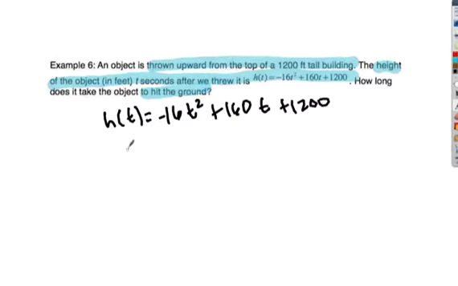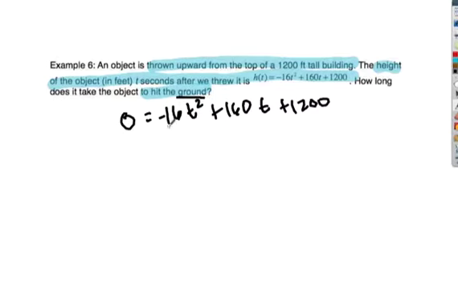So this is the height off the ground. Now if it tells us that we're hitting the ground, then that means that if we were at the ground, our height would be 0. So at this point, we can solve this problem by factoring because it's set equal to 0.